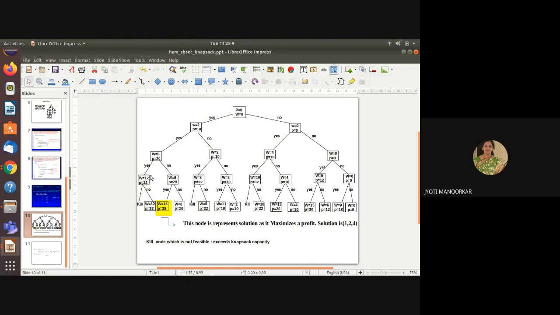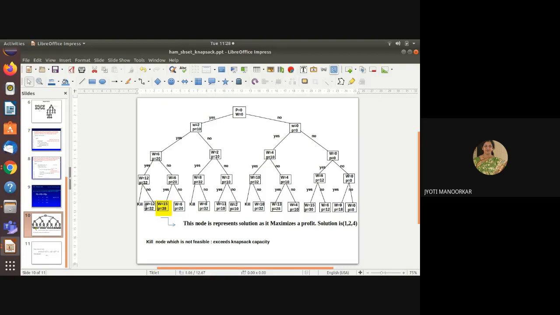So try to explore all the children that you have created in the third level. Can you explore the node where W is equal to 12 and P is equal to 32? Can you create a left child and a right child for this? So check it with W. What is the current W? That is 12, and the current capacity we have is 15 minus 12, right?